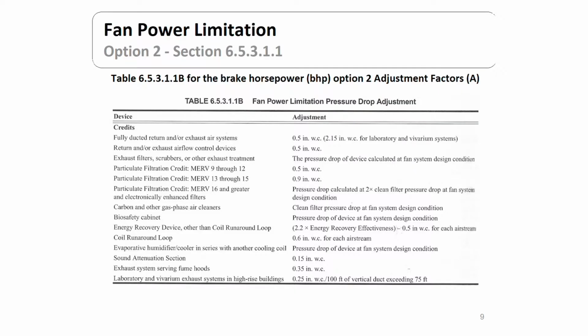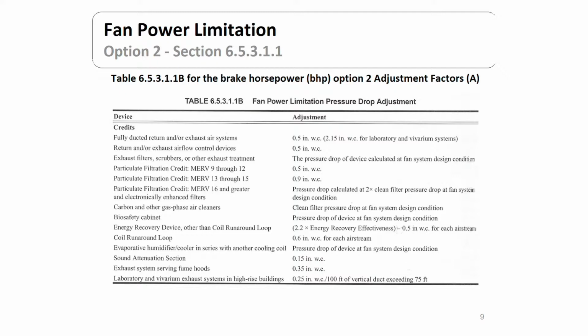The next slide will show you what some of those adjustments are for some of the components. For example, if you have a fully ducted return air system, return exhaust air system, and so on, you can add a 1/2 inch water column to that system. If you have MERV filters, you can add different values of pressure drop. For example, MERV 9 through 12 gives you a 1/2 inch pressure drop. MERV 13 through 15 would give you a 0.9 pressure drop.